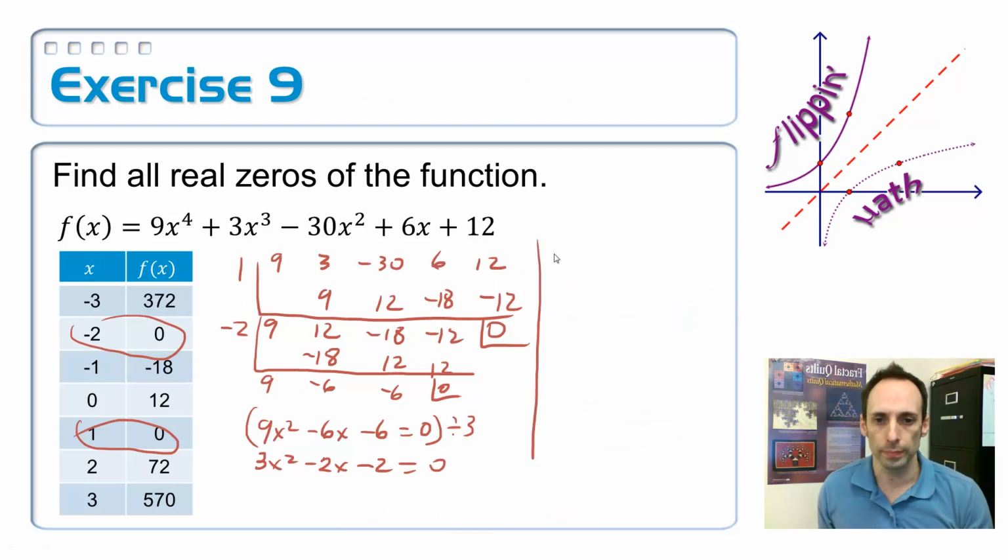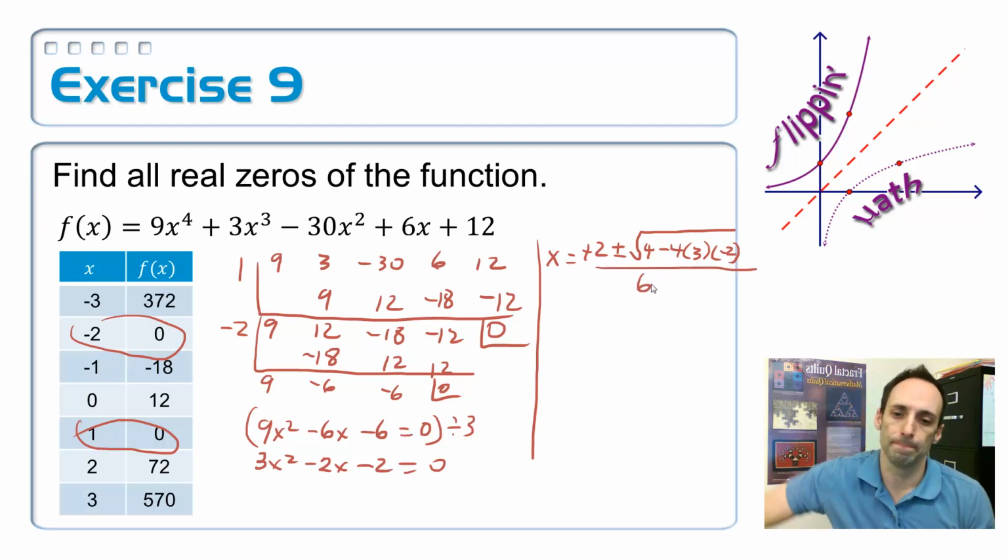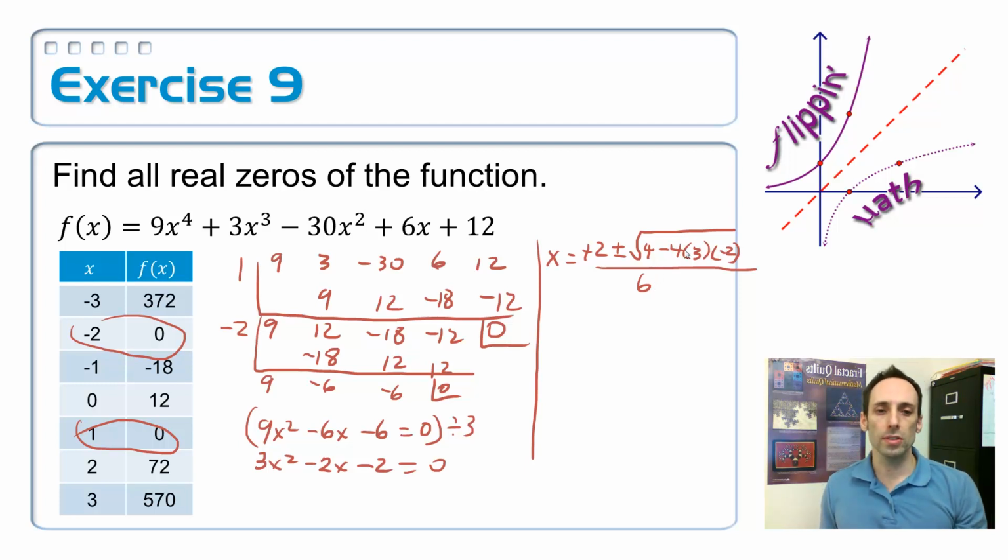So let's break that thing out. x is equal to negative b, so negative negative 2, so positive 2, plus or minus the square root of b squared, 4, minus 4 times a, 3, times c, negative 2, all over 2 times a, which is 2 times 3. Okay, simplifying what's underneath the square root. That's a negative 12 times negative 2 is positive 24, so I got 4 plus 24 is 28. x is equal to 2 plus or minus square root of 28 over 6.